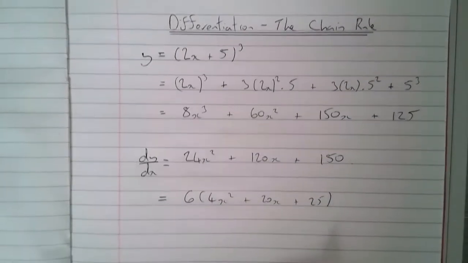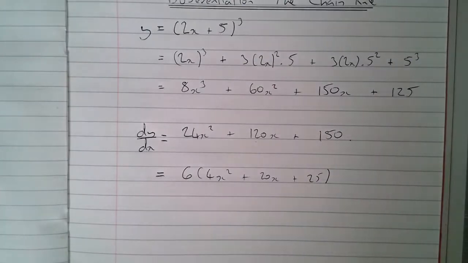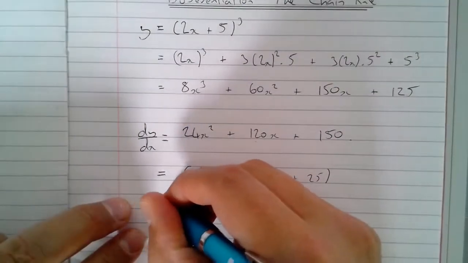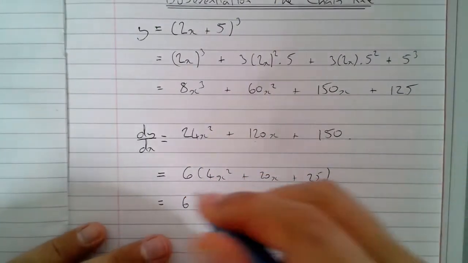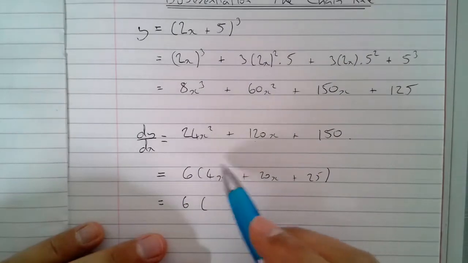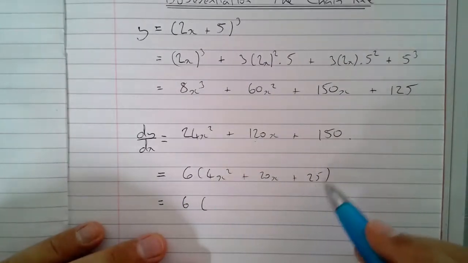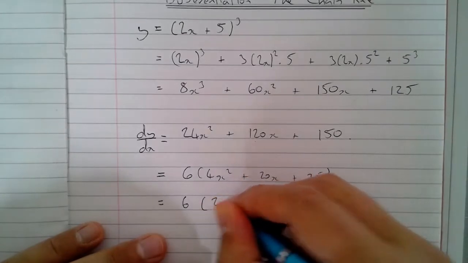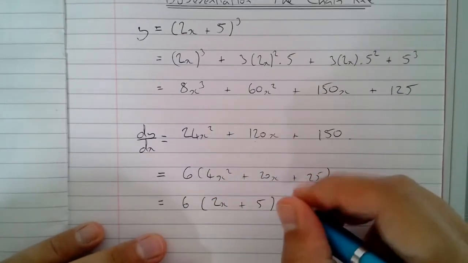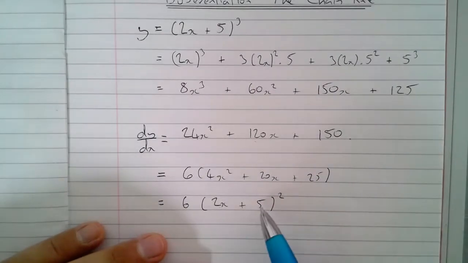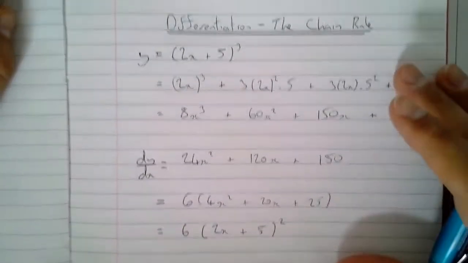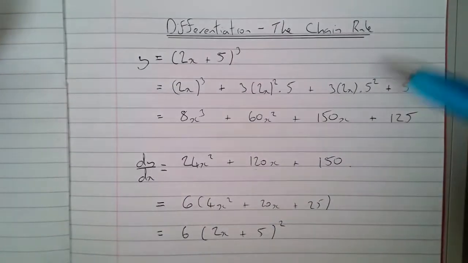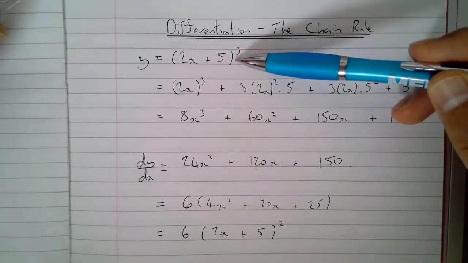So you should find that you can take a 6 out. You're left with 4x squared plus 20x plus 25. And this second bit here goes into a repeated bracket. This is 2x times 2x. This is 5 times 5. And hopefully that would get us the 20x in the middle. 2x times 5 is 10x, 5 times 2x is 10x, added together that gives me 20x. It does work.